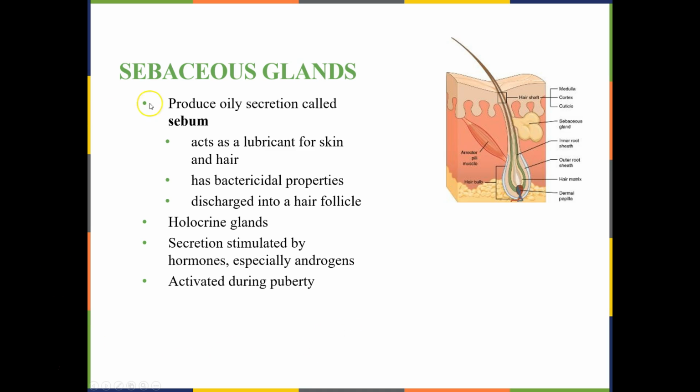Okay. The next gland that we'll talk about are sebaceous glands. Sebaceous glands also secrete directly into hair follicles, and they secrete oils. So the function of sebaceous glands is to produce oil that will lubricate the skin as well as the hair itself, and protect the hair and skin. These are also activated at puberty.